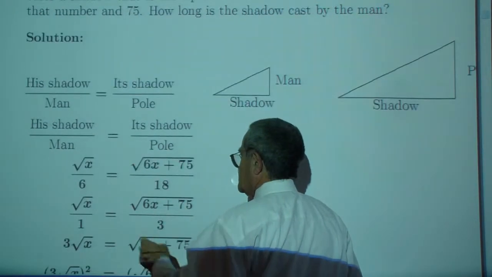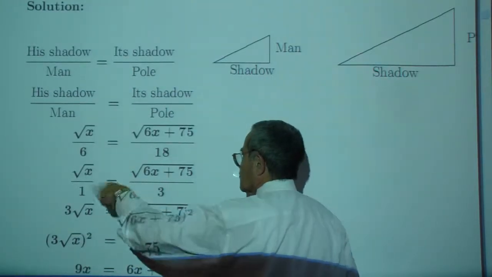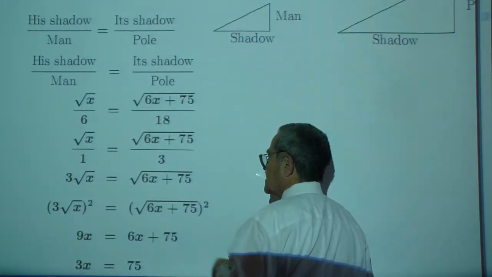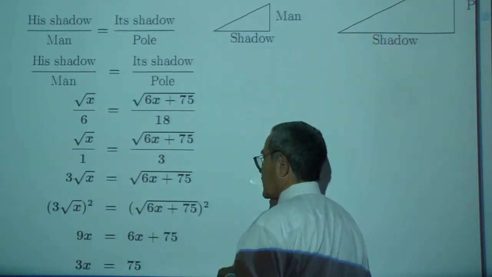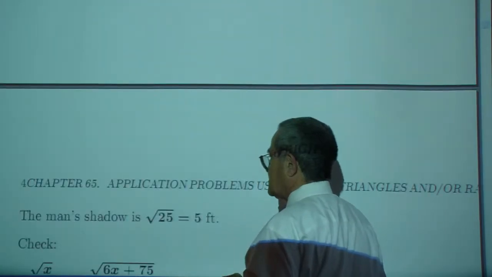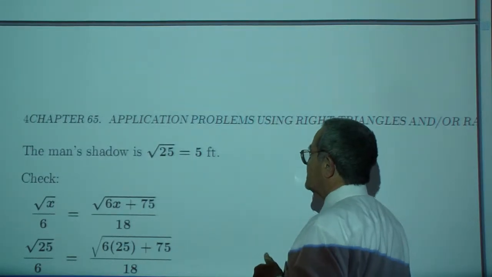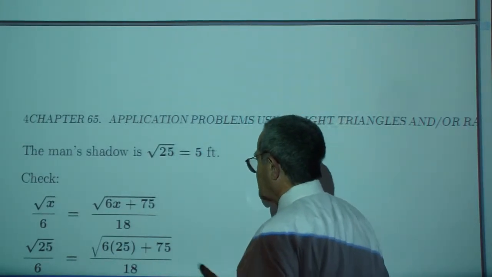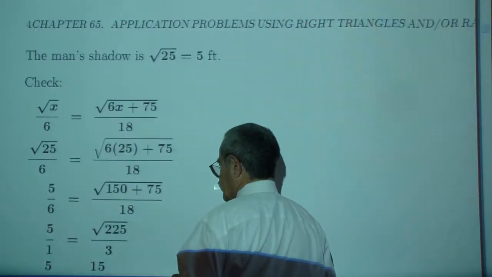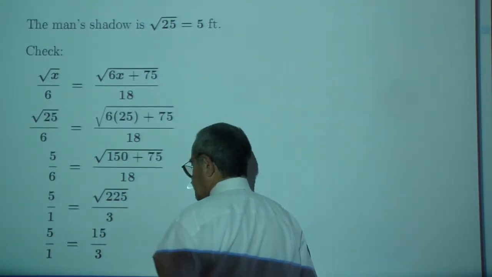Okay. So multiply by 6, that leaves you with a 3. Cross multiply, that gives you 3 square root of x, which is the square root. Both square roots are isolated. Square both sides. You crank it out, you come up with 25. And then you should write the man's shadow is the square root of 25 or 5 feet. Check your answers. Square root of 25, 150 plus 75. 5 over 1, 15 over 3, which is also 5 over 1.